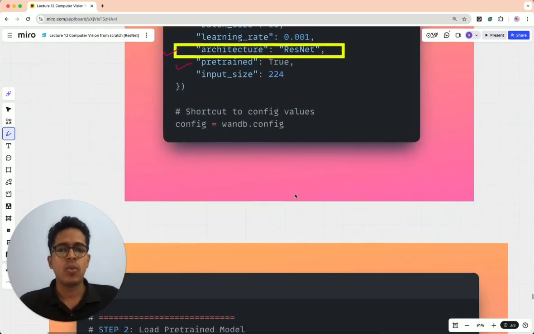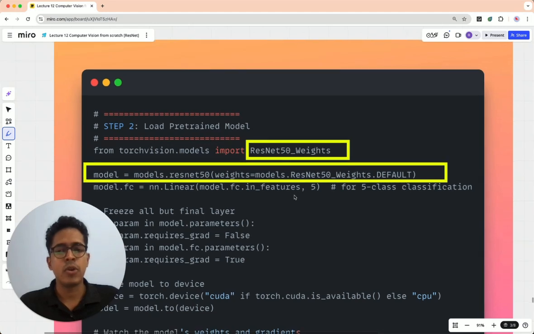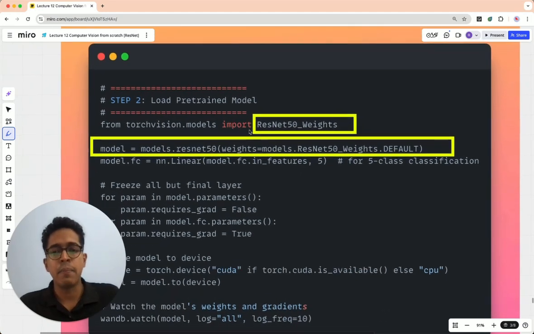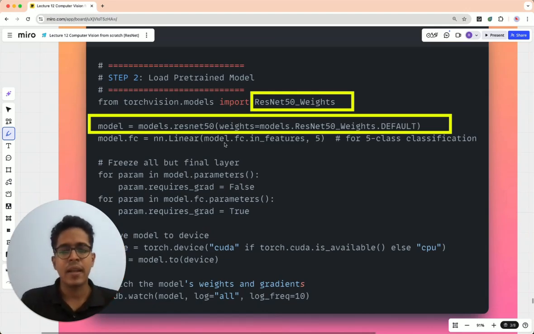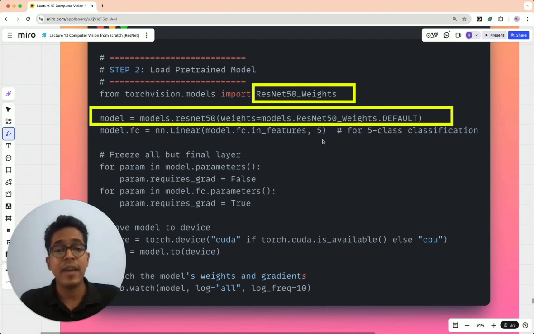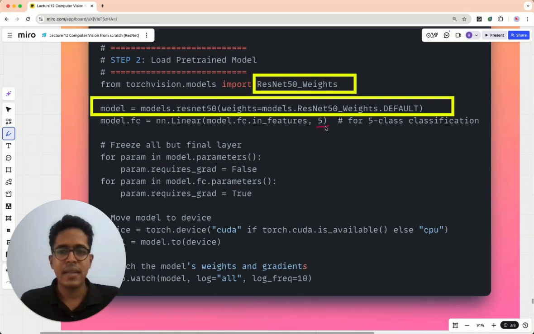Another part of the code where there is a change is in the module where we define the neural network. So we import from torchvision.models. This is from PyTorch. We import ResNet 50 weights. And these are the pre-trained weights of ResNet 50 from the ImageNet dataset. So these weights are being used in the model where we define models.resnet50 as our model. And then we freeze all the layers except the final layer, where in the final layer we'll have 5 nodes because we are performing 5-class classification. And then everything else remains the same in the code.